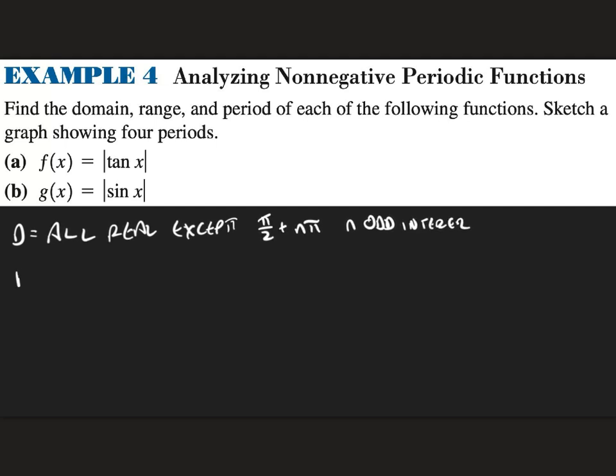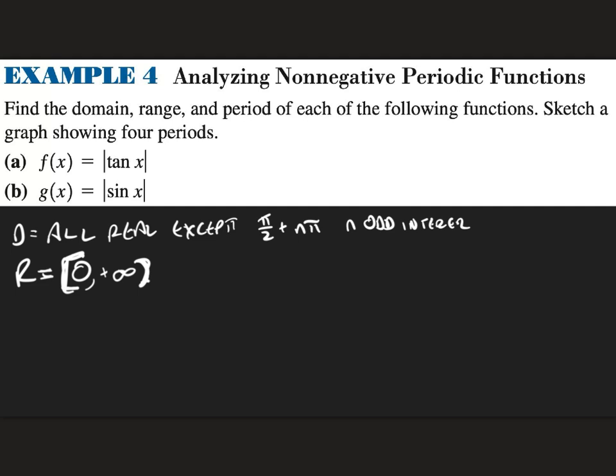The range. Now the range is going to change. Whatever negative values had now become positive. So it's going to go from 0 to positive infinity. So imagine the whole negative side of the graph flipped upside down. This is bracketed because it's included. Okay, that's taken care of.